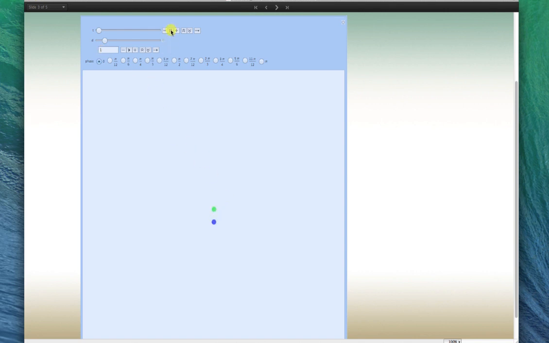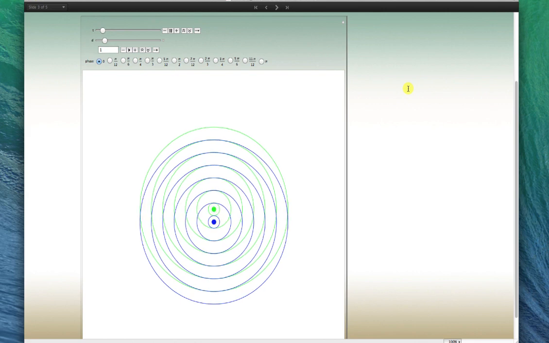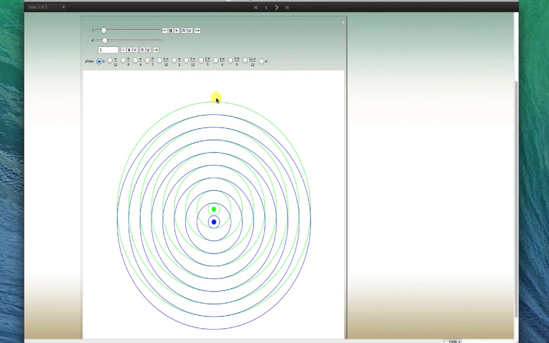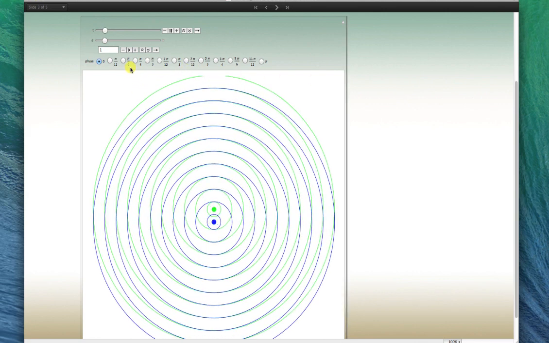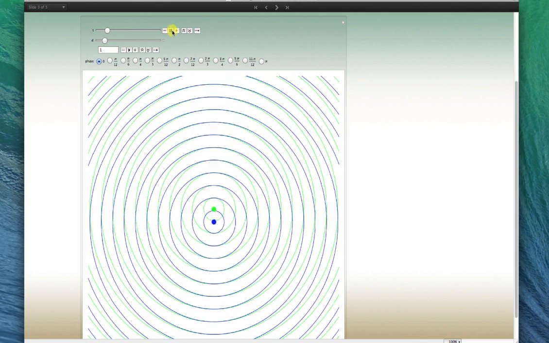So if we play this, you can see the wavefronts propagating outward, and the green ones and the blue ones are overlapping. And we'll pause here in a second. Let the screen fill up a little bit. So we'll pause. And you can see that these guys are 1 wavelength apart.